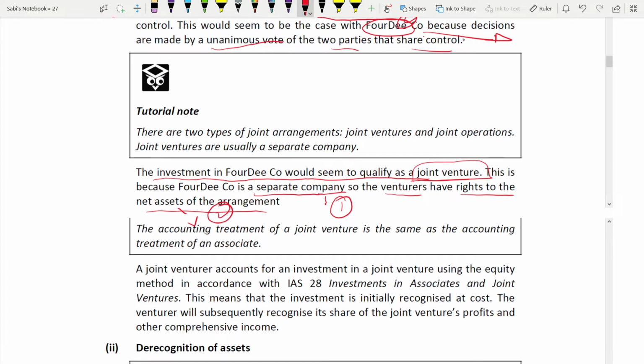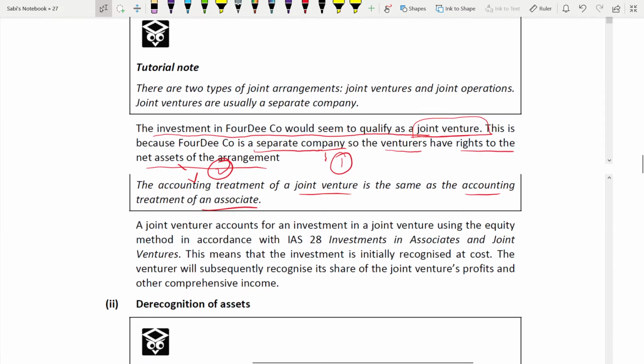Okay, and remember, accounting treatment of a joint venture is the same as accounting treatment of an associate. That's why it is dealt under IAS 28. You have to refer to that standard also, and you also have to say how it will be accounted for. The venturer accounts for its investment in a joint venture using the equity method. You have to mention that this will be accounted using the equity method in accordance with IAS 28.